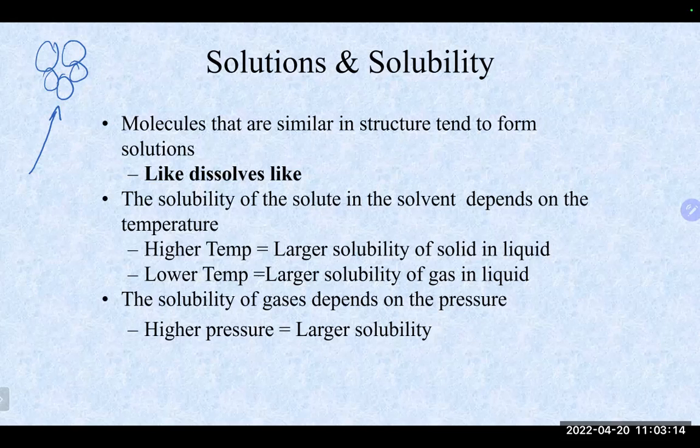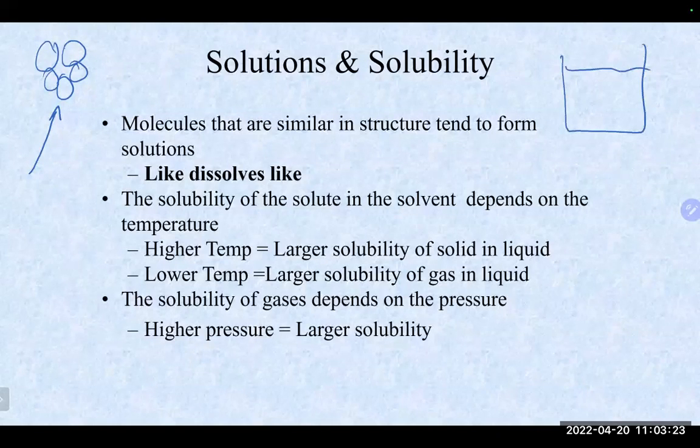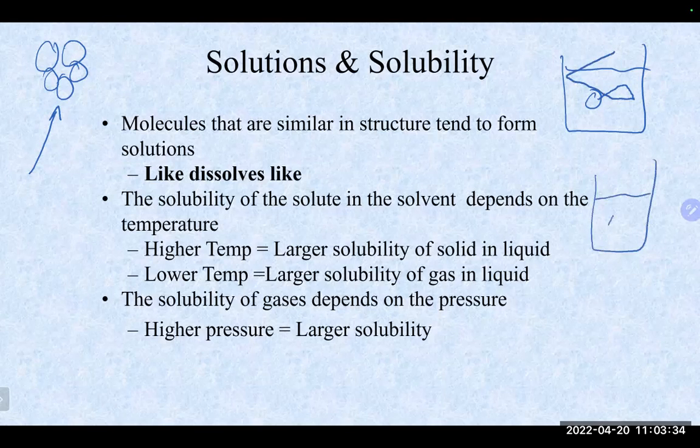When we have a lower temperature, we have a larger solubility of a gas in a liquid. That is because if you have a gas that's going through a liquid at a lower temperature, it's going to be moving slower, which means it's going to stay in the liquid part a lot longer than if you had a gas molecule at a higher temperature. It's just going to zoom around really fast and be able to escape the liquid part a lot faster. Solubility of gases also depends on pressure.